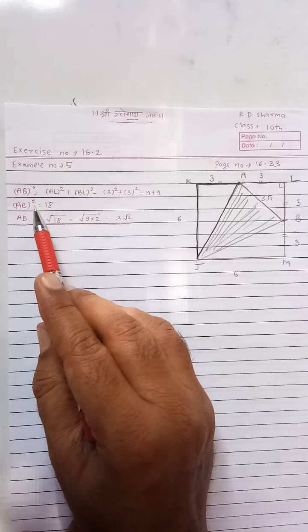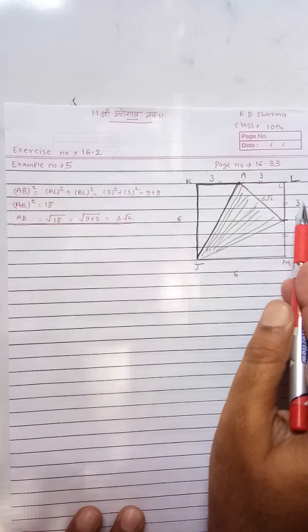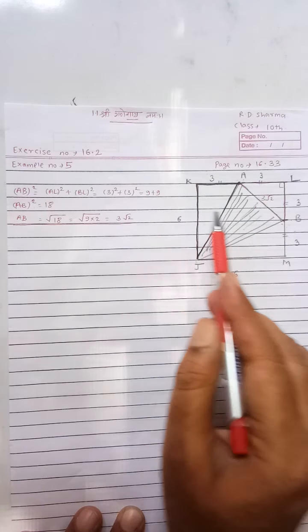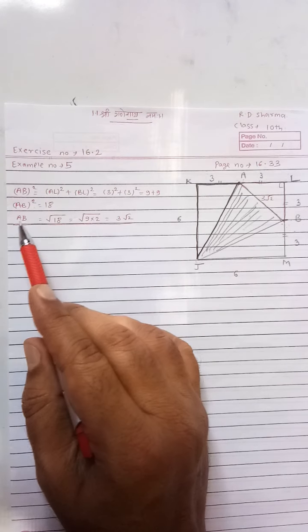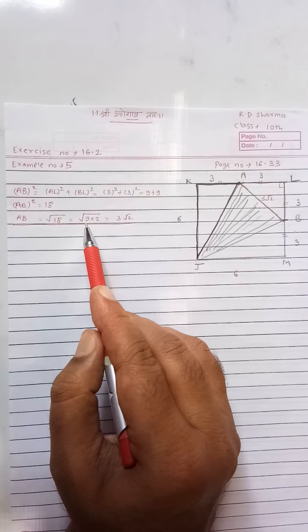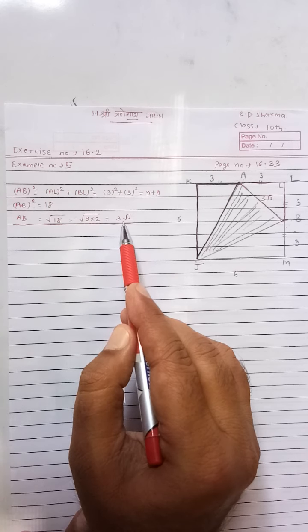Here AB square equals AL square plus BL square. That is 3 square plus 3 square equals 9 plus 9. Then AB square equals 18. Means taking square root, AB equals under root 18. That is under root 9 into 2. That is equal to 3 root 2.